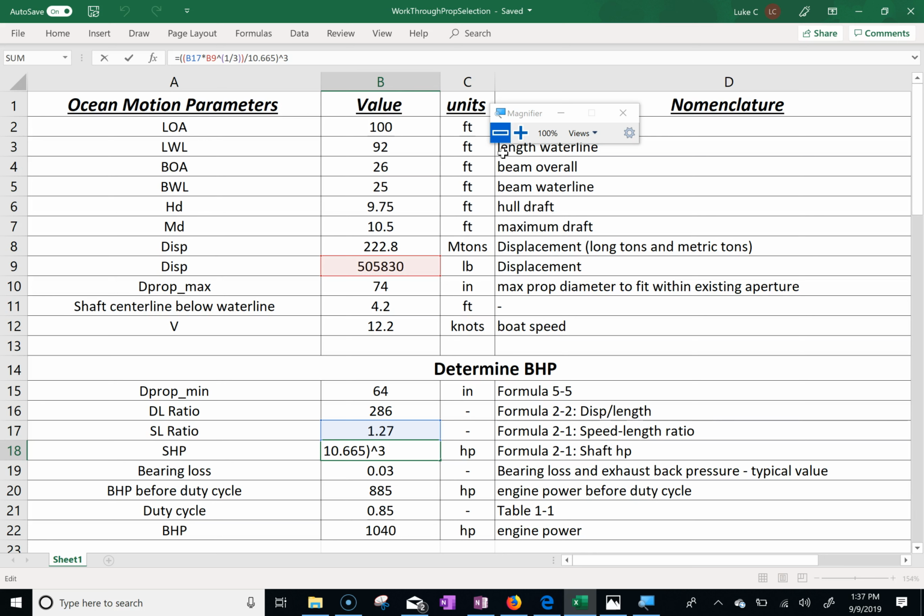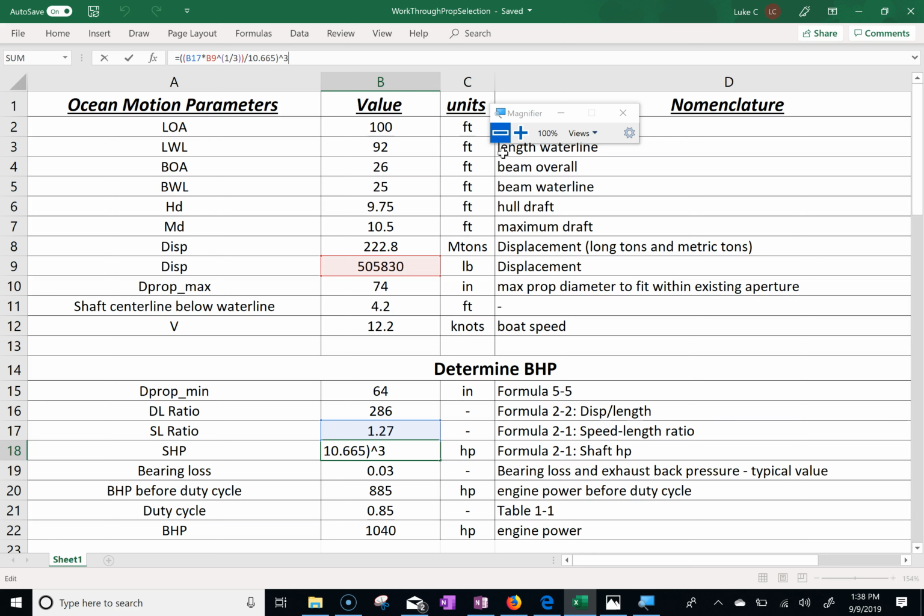So you should get 858. You can almost put these values in and figure out how I did it. Bearing loss, that's the bearing loss and exhaust back pressure. So we're doing 3% bearing loss. What we're doing is we're working our way back. We have SHP, given these ratios that we took from above, to figure out what actual brake horsepower, engine power, we're going to need.